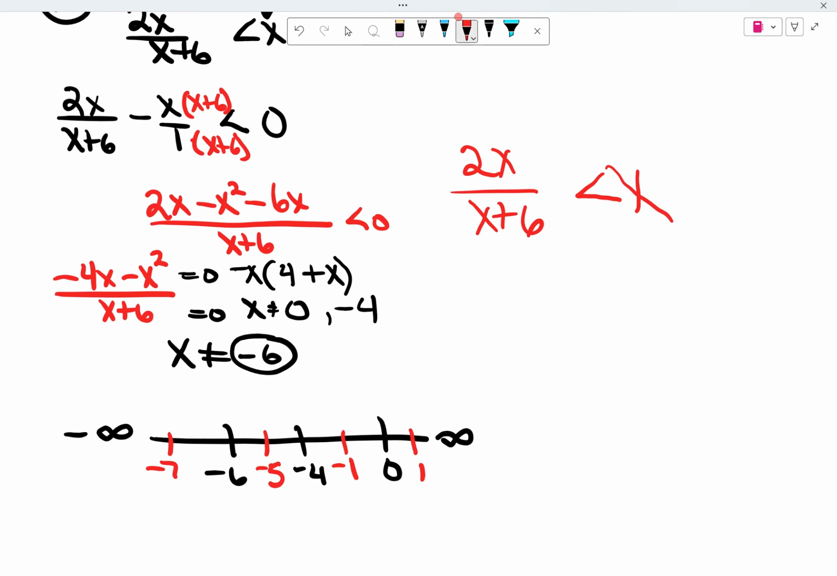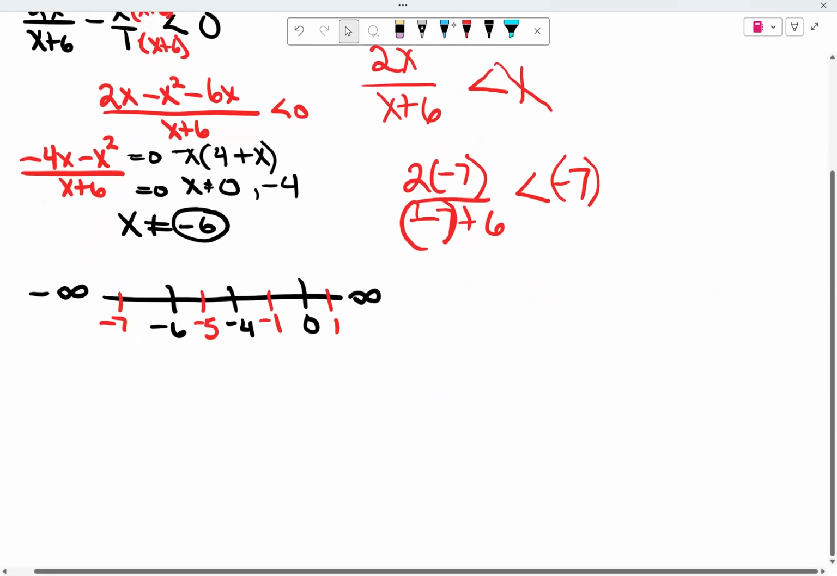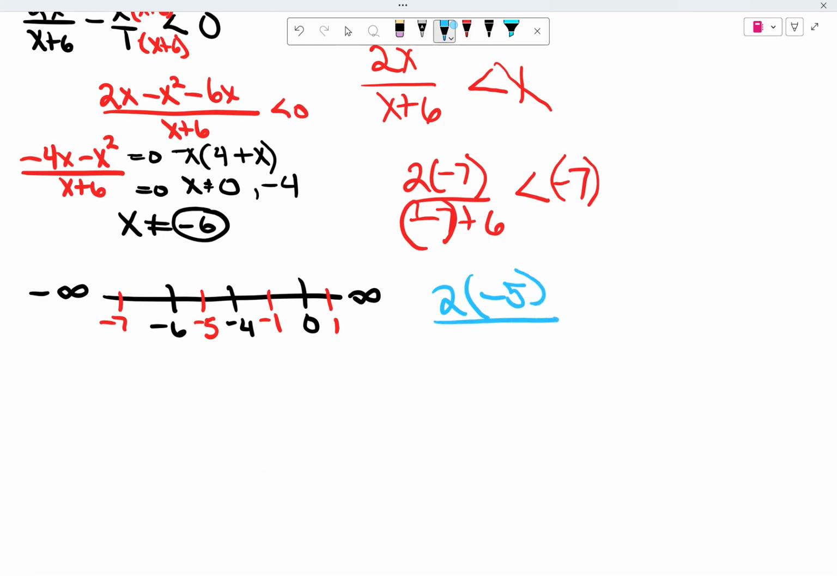So for example, -7. So 2 times -7 over -7 plus 6. Is that less than -7? Notice that the 7 is what I'm looking at. Let's do that again and repeat the process. This time I'm going to use -5. So that means 2 times -5 over -5 plus 6. Is that less than my -5?